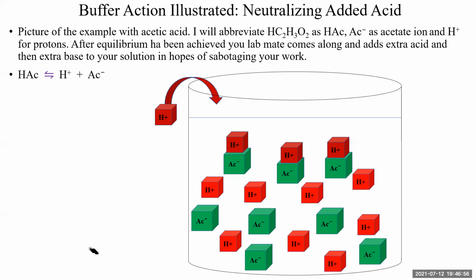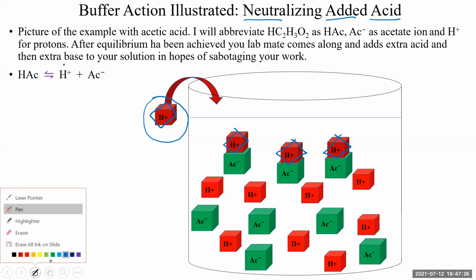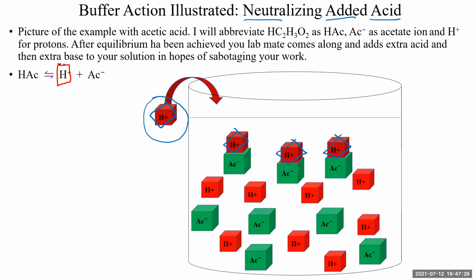So, buffer action illustrated. The first example we'll look at is adding an acid, neutralizing added acid. The hydrogen ion here, hopefully you can see the difference in color. This hydrogen ion here is burgundy. In fact, I'll draw a little square around it to indicate that this is a different hydrogen ion from the other hydrogen ions. The red hydrogen ions were the hydrogen ions that were already in solution as part of the equilibrium. That was these hydrogen ions right here. But the burgundy ones, the darker red ones, are the ones that are being added.